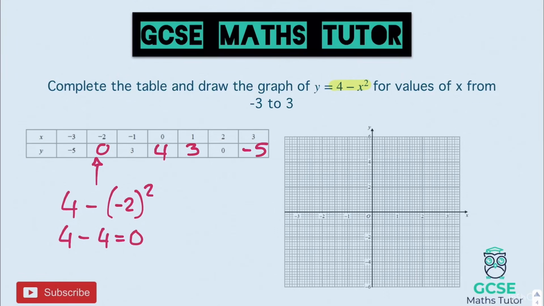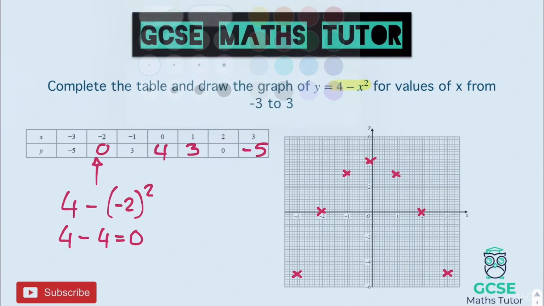Again, there is a bit of a pattern in this one, so hopefully you can spot that. We've got the 4 in the middle, 3s either side of it, 0s either side of that, and negative 5s either side of that. So we've got negative 3, negative 5, which is a bit bizarre because that's obviously starting down here. Some of our others have started at the top. Negative 2, 0. Negative 1, 3 is there. 0, 4 is here, 1, 3, 2, 0, and then 3, negative 5, which is down here.